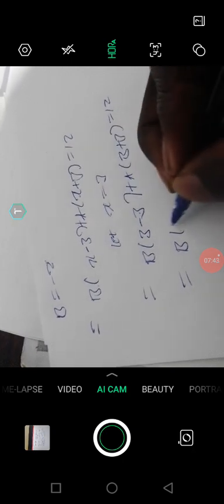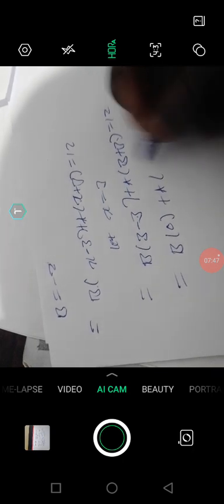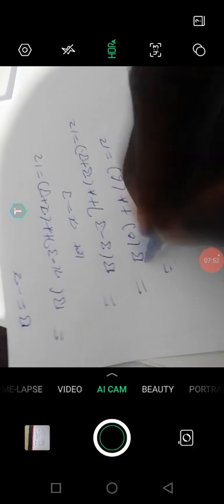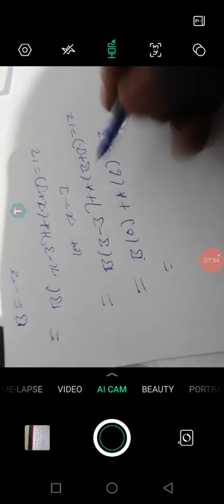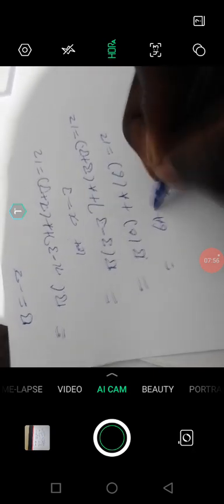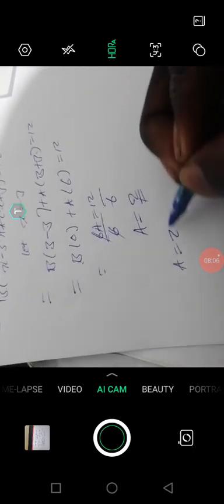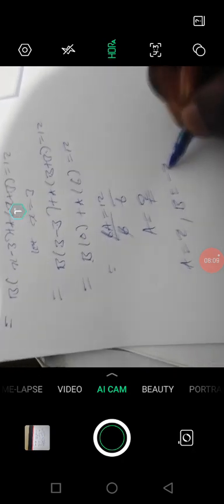So what's going to happen, I say B, what is 3 minus 3? It is 0 plus A. What is 3 plus 3? That is 6 is equal to 12. So B times 0, that is 0, gone. What is A times 6? That is 6A is equal to 12, divided by 6, divided by 6. So what is our answer there? The value of A is equal to 12 divided by 6, that is 2. So if you see very properly, our A is equal to 2, our B is equal to negative 2.